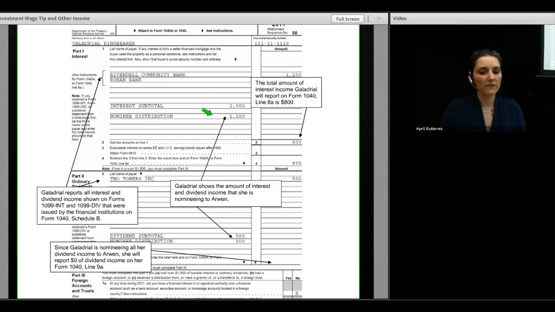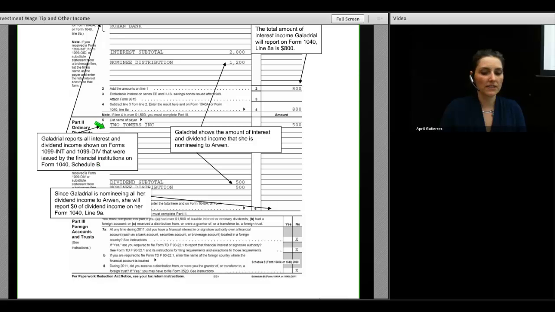We then subtract out $1,200 as a nominee distribution made to Arwen, and ultimately Galadriel will report $800 of interest income that was received and is actually her interest. And this amount will carry to line 8A of her Form 1040. Now Galadriel also received income from Two Towers Inc. in the amount of $500, but in this case all of the dividend income needs to be nominied out to Arwen. So we're going to take out $500. We have $500 up here. We subtotal the $500, we subtract out $500, and we end up with 0 here on line 6.